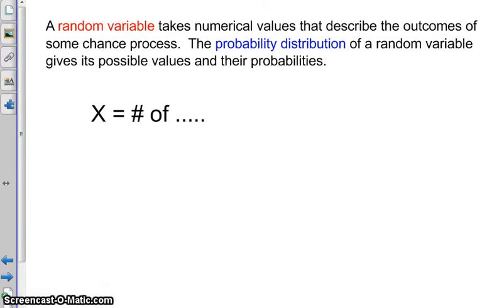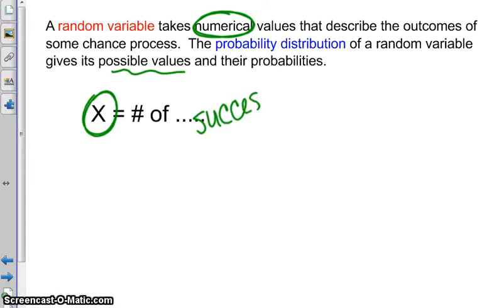A random variable takes on numeric values, so we're using numbers. We're not going to talk about heads, or the jack of hearts and things like that. We're going to talk about how many times something happened. So it takes on numeric values that describe the outcomes of the process. A probability distribution gives your possible values, and what we want to do is list them as X equals the number of whatever we're counting as a success: the number of times heads comes up, the number of times tails comes up, the number of times I roll an odd number, and then also their probabilities.